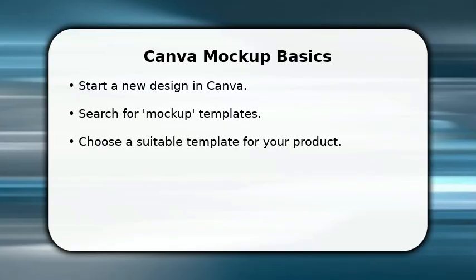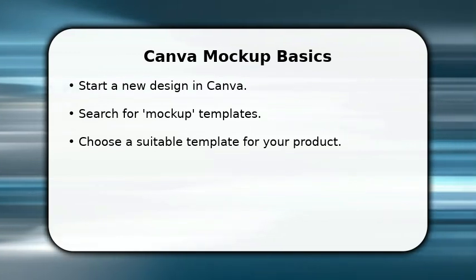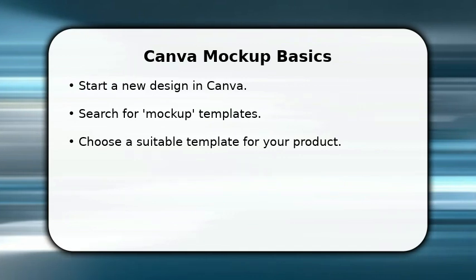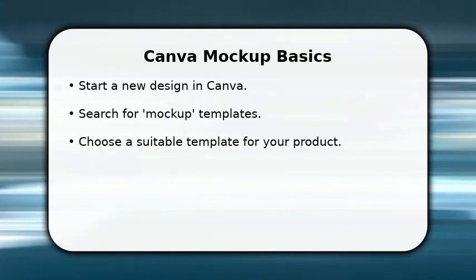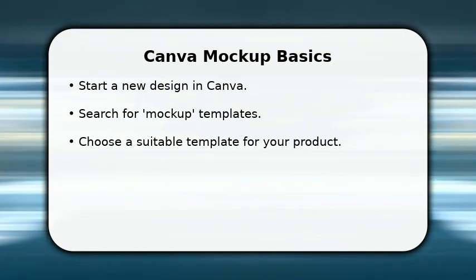Enjoy the video. In this video, I will explain how to use Canva for mockups. First, open Canva and select Create a Design to begin your project. Next, use the search bar to find mockup templates, which are pre-designed layouts. Browse through the options and pick one that best fits your product or brand. This initial step sets the foundation for your visual presentation, making the process straightforward and efficient.